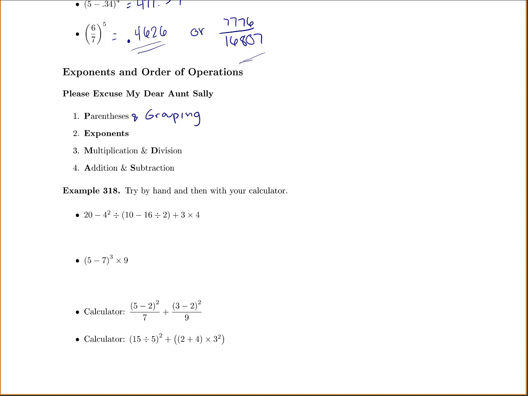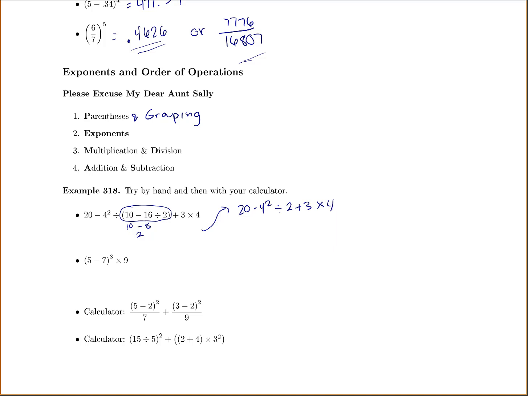Let's see, so going through, parentheses always has to come first. So we're going to do the parentheses first. Inside the parentheses, we have subtraction and division, so we better do the division first. So this little part will be 10 minus 16 divided by 2 is 8. And 10 minus 8 is 2. Okay, so let's move over here to keep going. So we have 20 minus 4 squared divided by 2 plus 3 times 4.